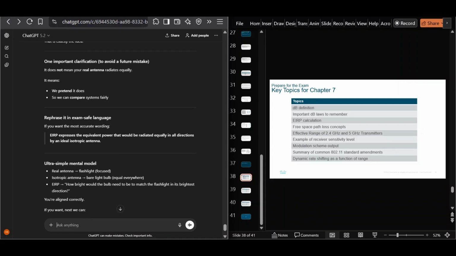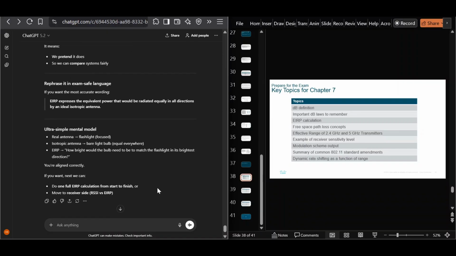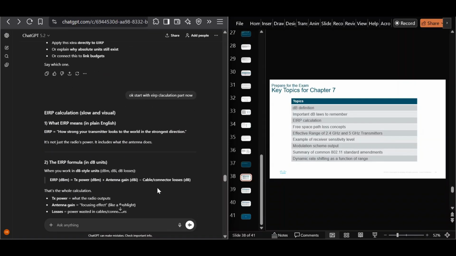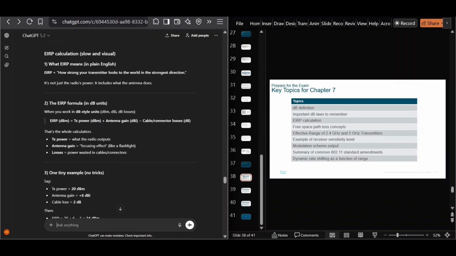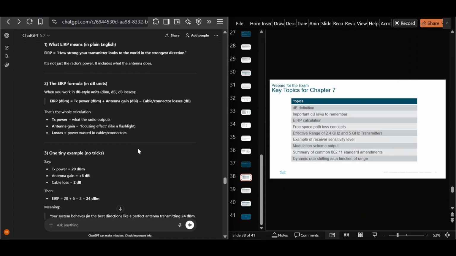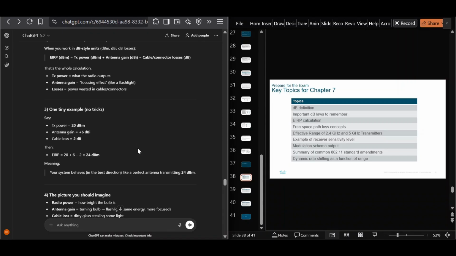Think of a real antenna like a flashlight and an isotropic bulb like a light bubble, equal everywhere. How bright would the bulb need to be to match the flashlight? So let's start with the EIRP. It combines the device transmit power, the antenna gain, and the cable and connector losses. The antenna focuses power like a flashlight.